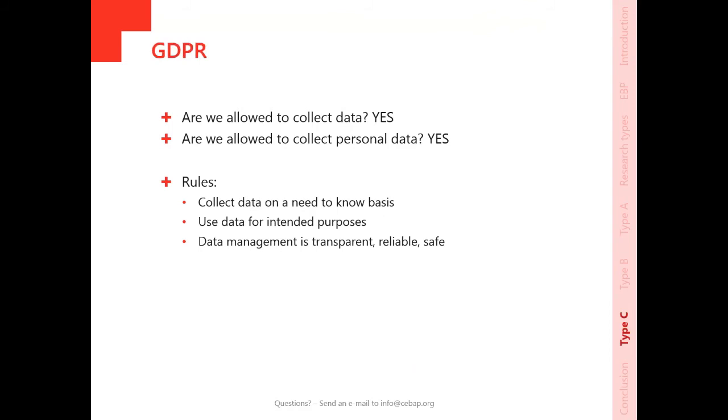We can only collect data on a need-to-know basis and should not include nice-to-haves. We should use the data for intended purposes and should not create new research questions post hoc. The reason for this is that the participants have not consented for these other research topics. They have only consented for you to use the data as was described in the informed consent. And finally, data management should be transparent, reliable, and safe. And this brings a lot of hassle with it because in the digital age, we store data on our computers and we need a lot of IT support to make sure that these data are safe.